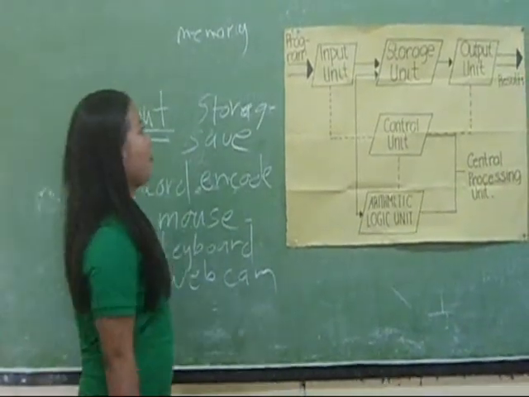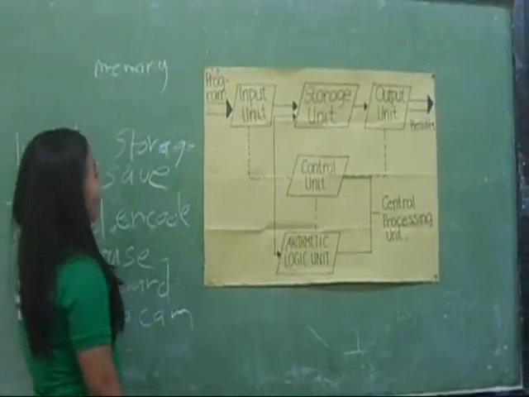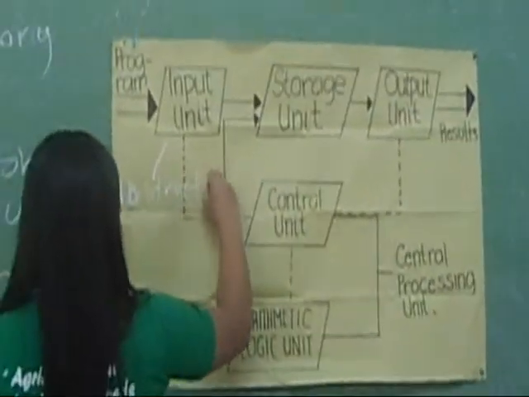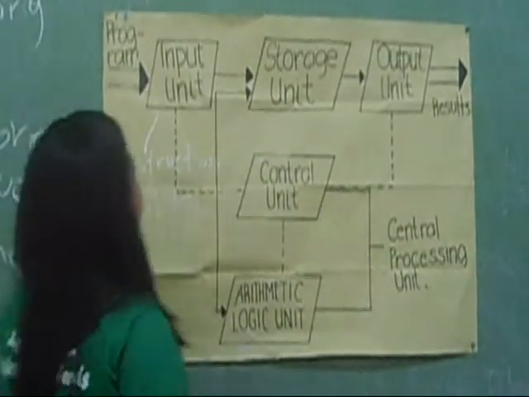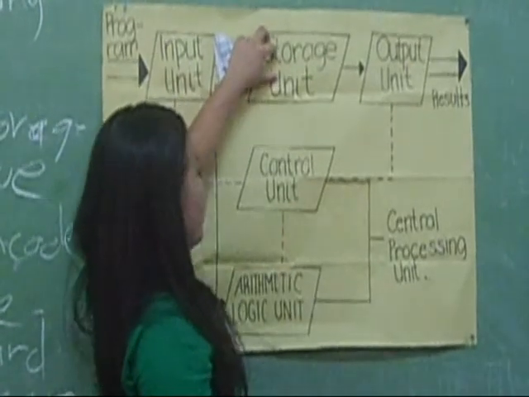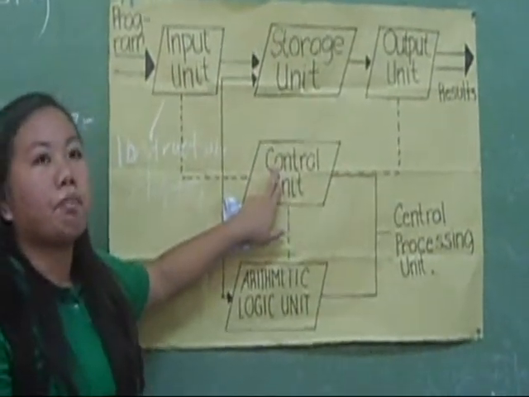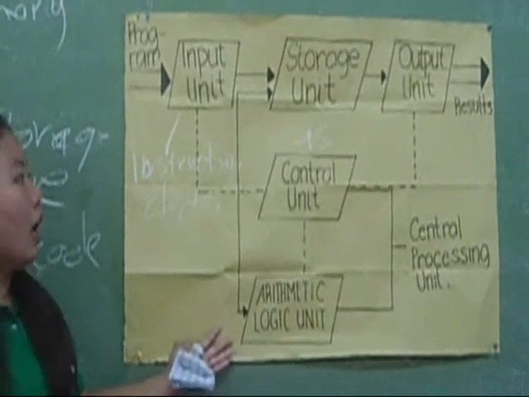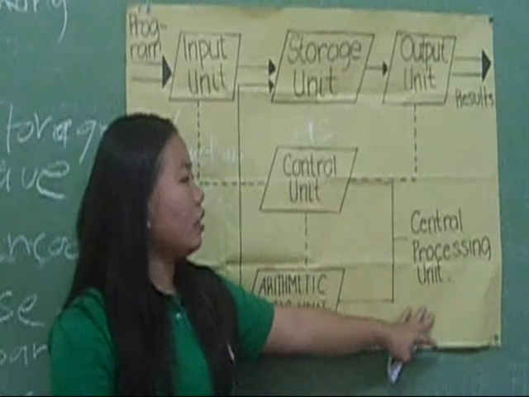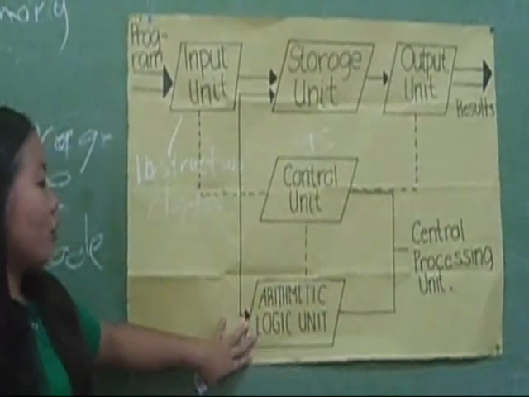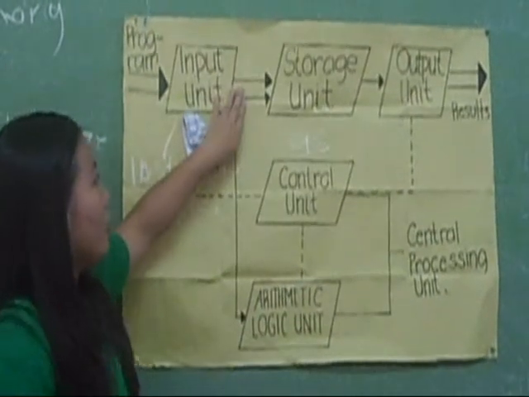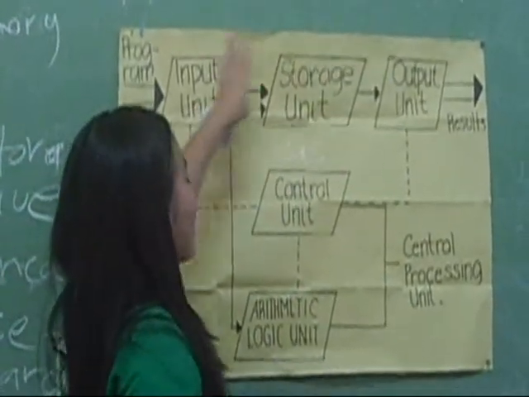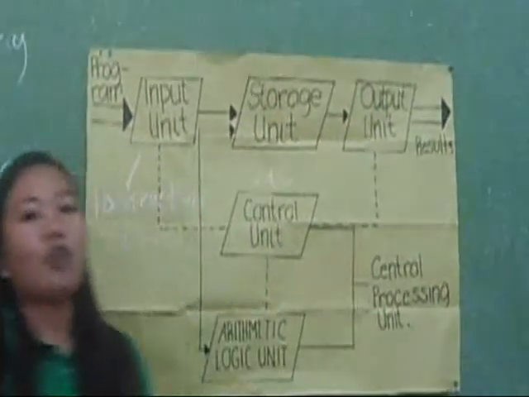I would like to discuss the figure of basic computer operation. Input is the instruction of data that is stored in the storage unit, and the control unit is the supervisor. It is processed by the central processing unit, and after the processing unit, it goes to the arithmetic logical unit, and after that goes back to the storage unit, and the storage unit processes the output or result of the output.